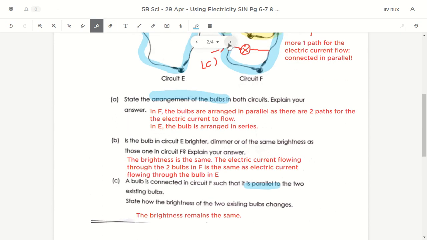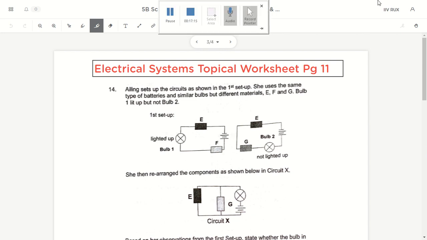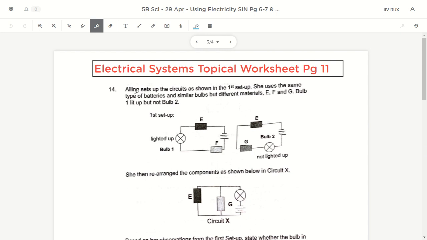Now let's move on to the topical worksheet, the last two questions, question 14 and question 15. This is on electrical systems, so it's about open and closed circuits, conductors of electricity, and circuit diagrams. Let's start. Question 14: you have two circuits set up here, same type of battery, same type of bulb, but the key here is this: bulb 1 lights up, bulb 2 does not.